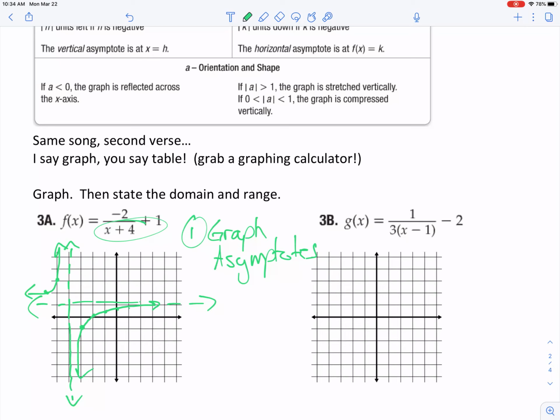It says state, domain, and range. That's so easy. Domain. Hey, by the way, I know up there I said it's all reals except that x cannot equal -4. You actually don't even have to write the all reals. You just have to write x cannot equal -4. Same with the range. I know that it's going to be all reals except for y can't equal 1. You can get away with just saying, hey, y can't equal 1. The end.